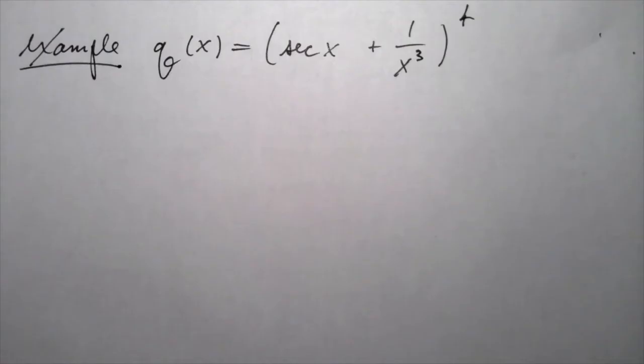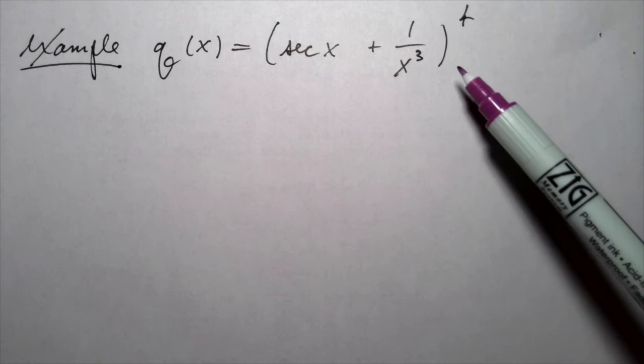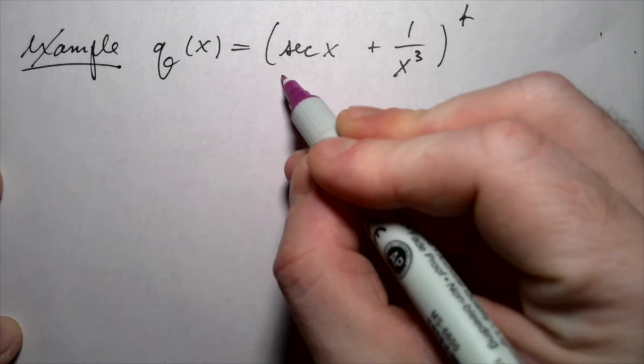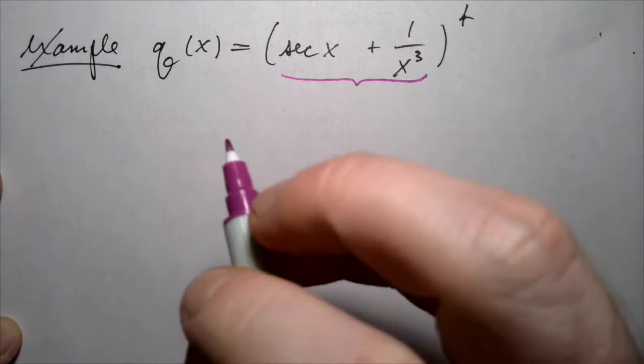Next up, let's compute the derivative of the function q of x. It's given by secant of x plus 1 over x cubed, all raised to the 4th power. And you might think, oh no, we need to multiply this out and FOIL it 4 times. No. We're just going to use the chain rule. It's actually not going to be that bad. First of all, let's recognize that that entire expression, that's the inside function.